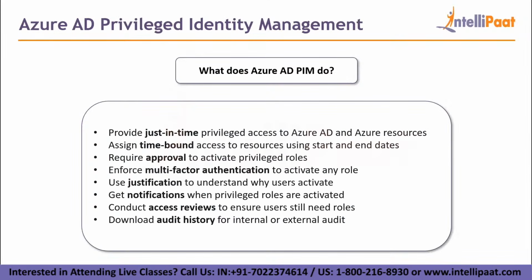You will have to mandate that they put in a justification that they need the assignment or the access for this purpose. So they'll have to put in 1 or 2 lines explaining what they need this assignment or this particular role for. And then get notifications when the roles are activated. You can set up those notifications. Conduct access reviews again. This is what we saw in the last session. And then finally, downloading the audit history for checking who has what access and when they logged in, when they logged out, how much time they've been in that particular assignment.